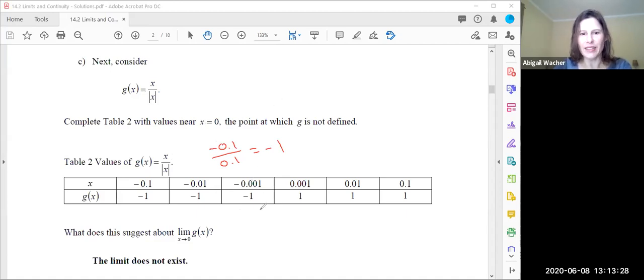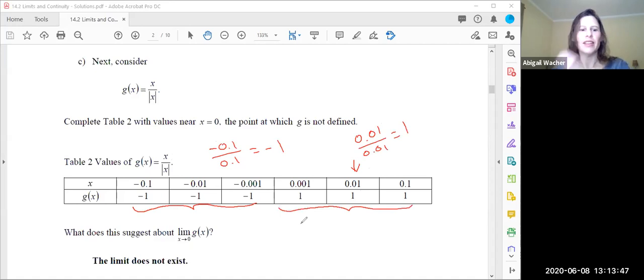And then on your right-hand side, you have positive x's. So here, let's do this one. Then you have 0.01 over 0.01. So of course, you're just going to be left with 1. Now notice these first 3, all the negative ones are all negative 1, and your right 3 are all positive 1. So that is not continuous, right?